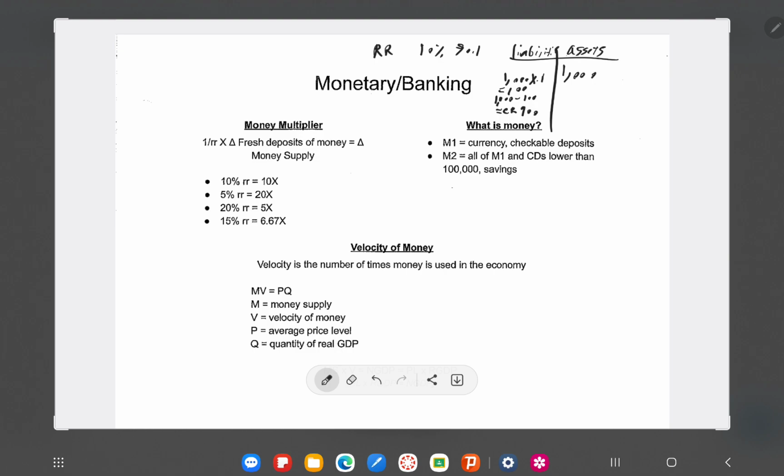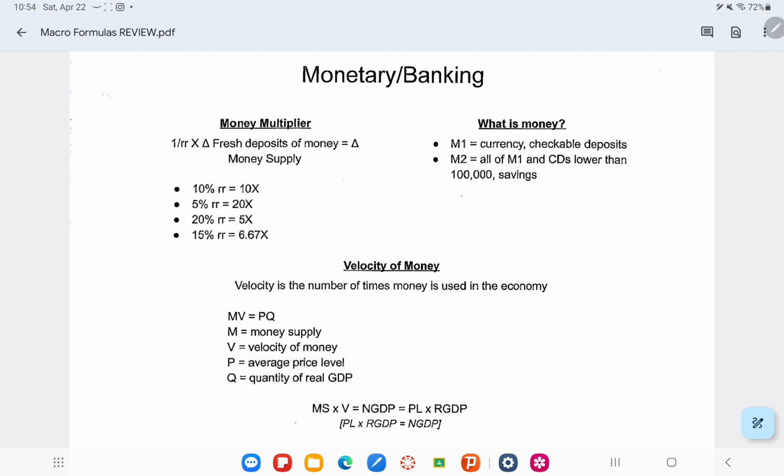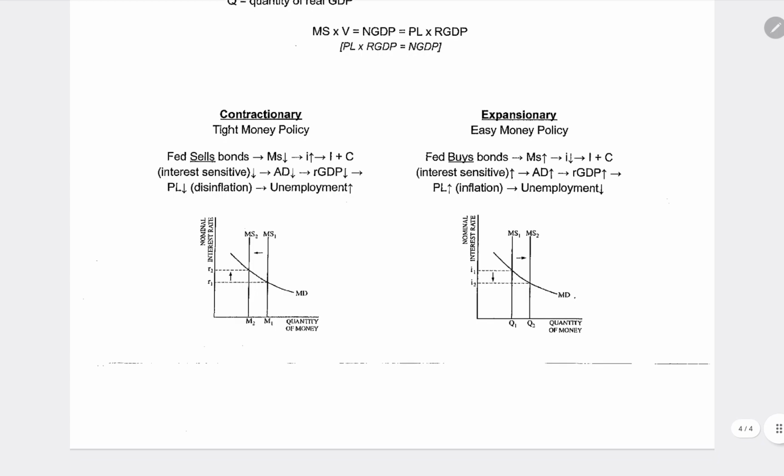Velocity of money is the number of times money is used in the economy. So money velocity is just average price level times quantity, P times Q, so average price level times quantity of real GDP. Right. Let's go to the next concept, which is contractionary and expansionary.